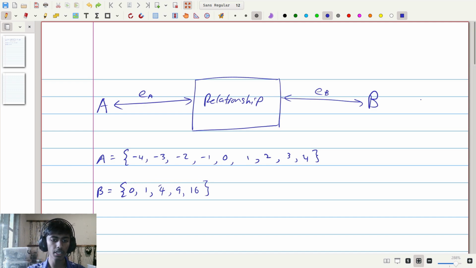But if I consider something like 4, 4 could have come from this -2. It could have come from this 2. So we do not know which one it came from. It could have come from multiple. So here, this is actually a many to one sort of relationship. There are many possible inputs in A that go to single outputs in B. This is a many to one relationship.